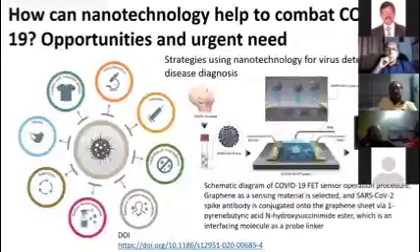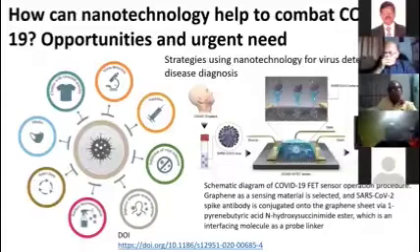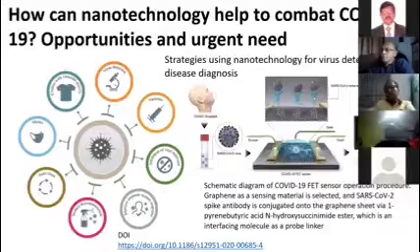We were talking about how nanotechnology can help to combat COVID-19, opportunities and urgent needs. As you can see, nanotechnology is a very simple technology that manipulates materials at the nanoscale. Nanoscale means at least in one dimension, the size range is from 1 nanometer to 100 nanometers. In the other 2 dimensions, it can be within that range, or it can be larger than 100 nanometers.